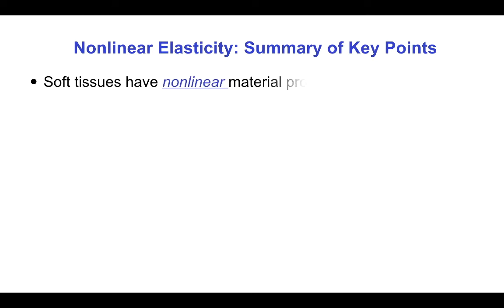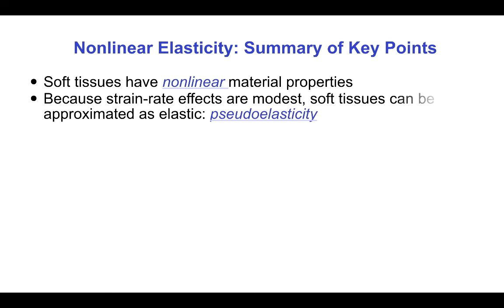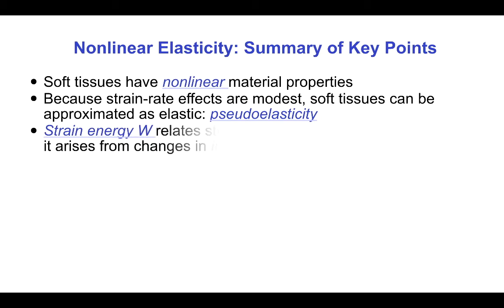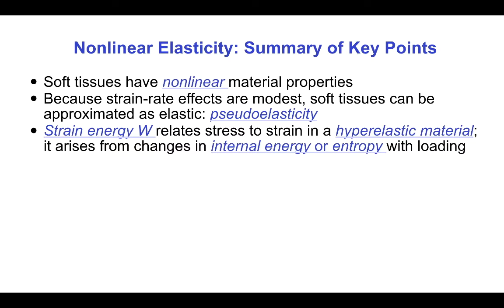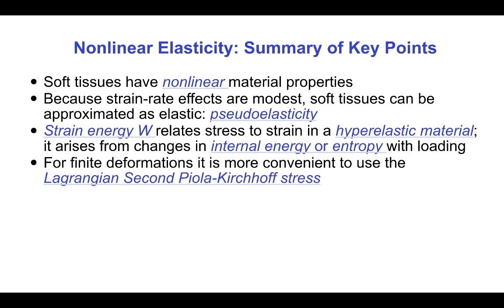So in summary, in nonlinear elasticity, we've seen that soft tissues have nonlinear material properties. Because the strain rate effects are modest, soft tissues can be approximated as elastic, and this is the pseudo-elasticity assumption. Strain energy W relates stress to strain in a hyperelastic material, and it arises from changes in internal energy or entropy with loading. For finite deformations, it is most convenient to use the Lagrangian second Piola-Kirchhoff stress.